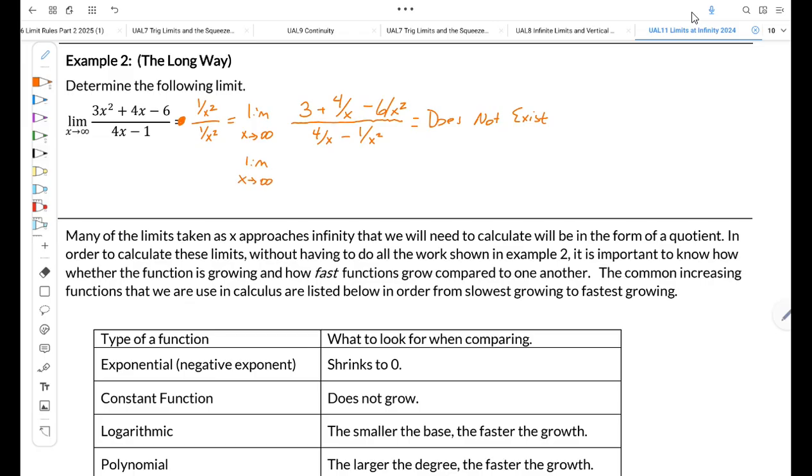Limit as x goes to infinity of 3 plus 4 over x minus 6 over x squared equals 3. And the limit as x goes to infinity of 4 over x minus 1 over x squared equals 0.